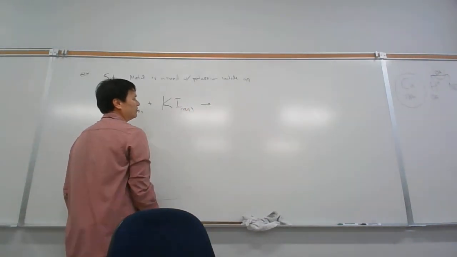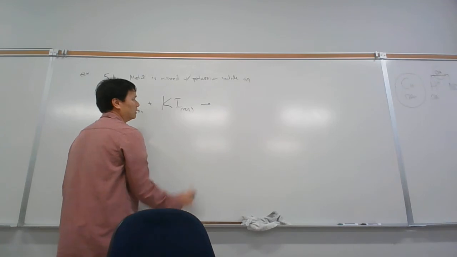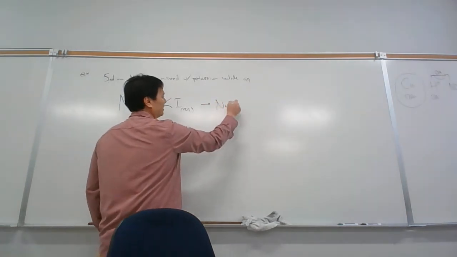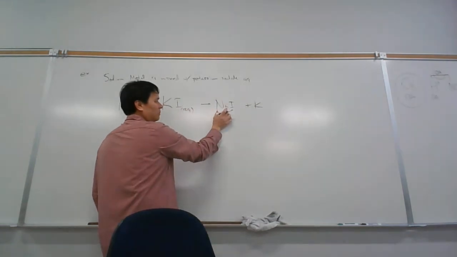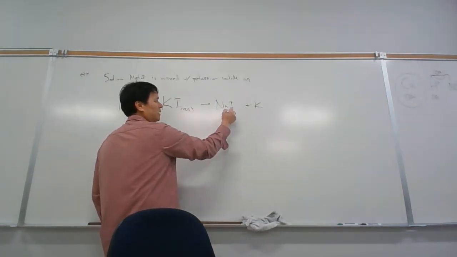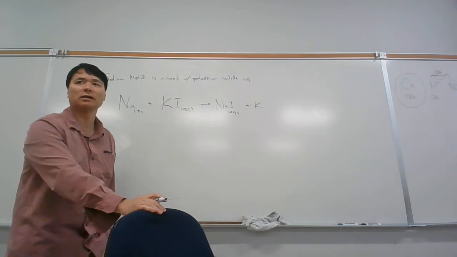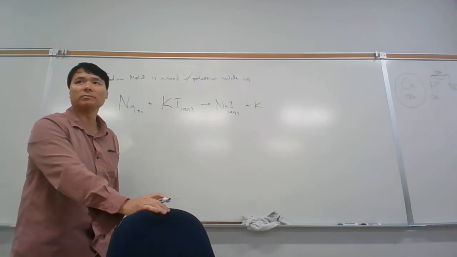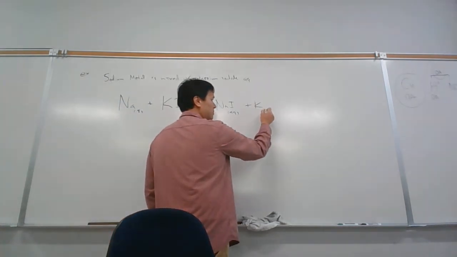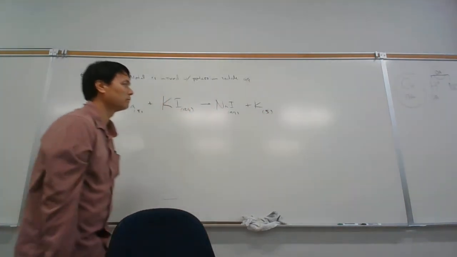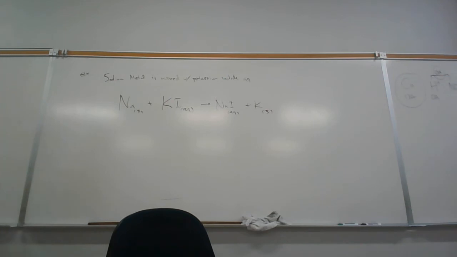And then what did you form? Sodium iodide and potassium. Now sodium iodide, all sodium and potassium salts are soluble, so this is going to be aqueous. But potassium, is that an ion or metal? Yeah, it's the element. The element potassium is a metal, solid, like this. And then this is balanced.